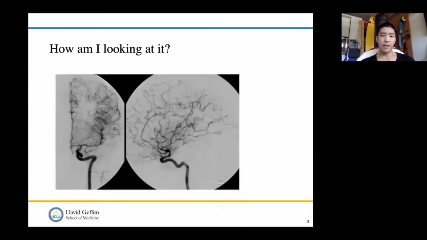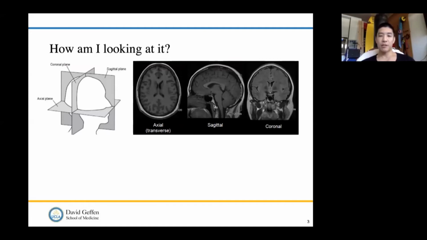For X-rays and angiograms, I mean the projection. Is it AP? Is it lateral? Is it oblique? Is it one of the other named oblique views? And with regard to cross-sectional imaging, in what plane am I looking at it? Is it axial? Is it sagittal? Is it coronal? Is it something else?